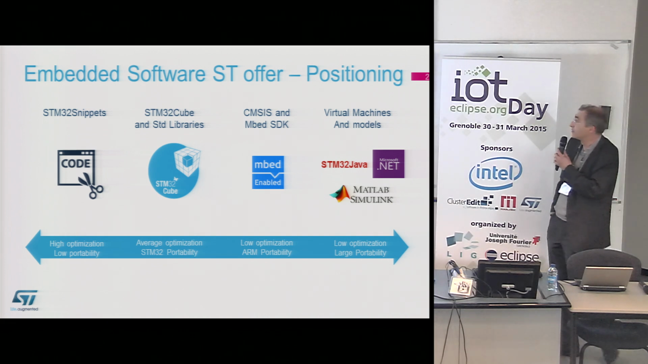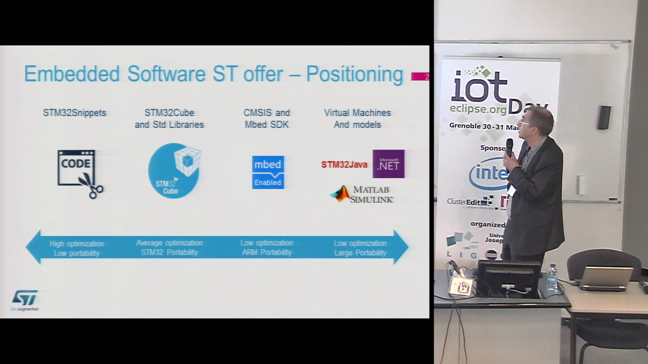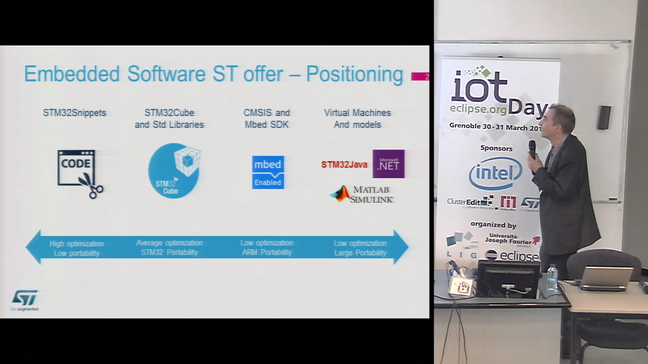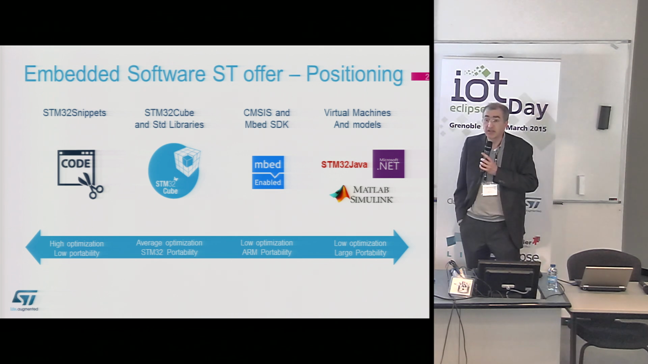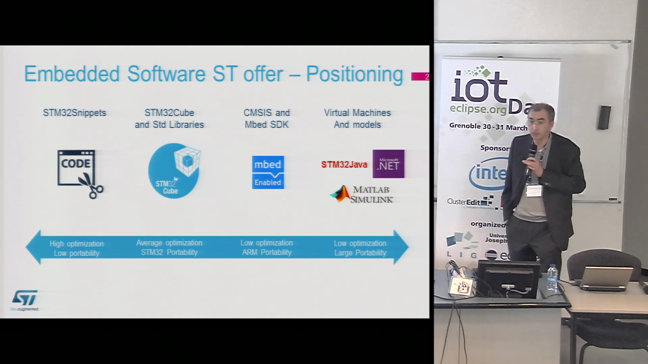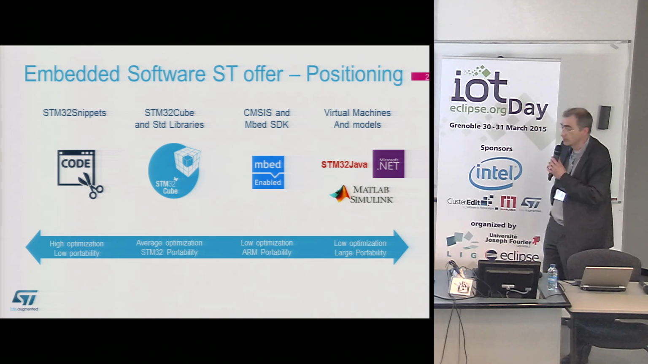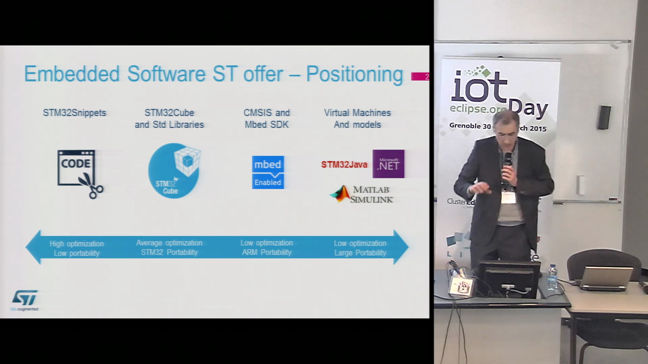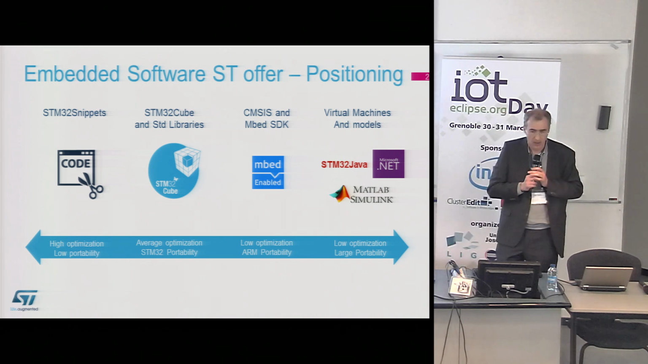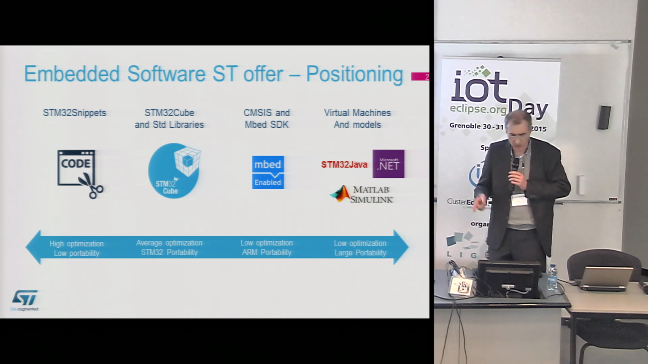In terms of embedded software, we have quite a large offer, I would say. First of all, the snippets. Snippets are just samples written directly on top of the registers to demonstrate how to quickly prototype something. Then you have the standard Cube and the standard libraries. I don't know if I have a slide on that, but I think I do, so I will explain later.